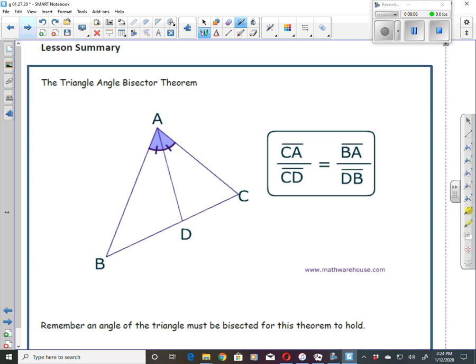The angle bisector theorem gives us a nice proportion. We showed that proof. But you must have the angle bisected in order for this to work.